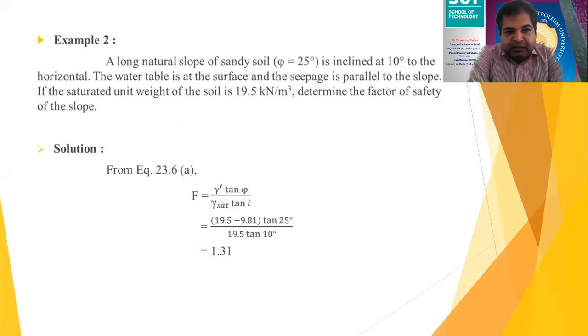A long natural slope, so it is an infinite slope, of sandy soil where my phi is equal to 25 degree and the slope is inclined at 10 degree to the horizontal. Water table is at the surface and the seepage is parallel to the slope. If the saturated unit weight of the soil is 19.5 kilonewton per meter cube, determine the factor of safety of the slope. So in this case, again, let us take a few things. One is, it is a long natural slope, meaning it is an infinite slope case.